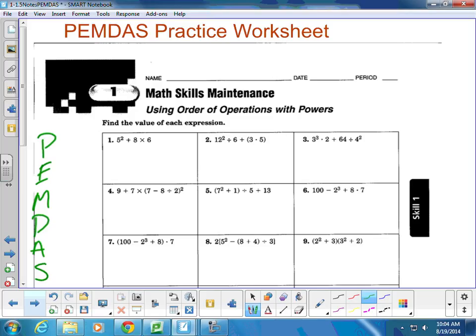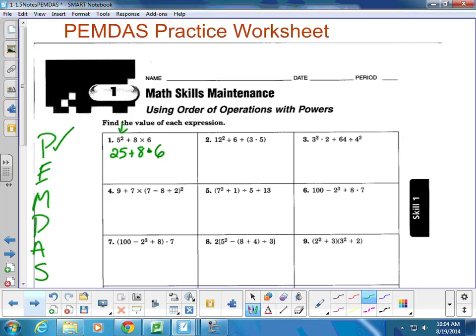So first in number 1 here, I don't see any parentheses. I do see an exponent here. I know that that's 5 squared. Something squared means a number times itself. So I'm going to do 5 times 5, which is really 25, and then rewrite my problem. And I'm going to write a dot for multiplication instead.